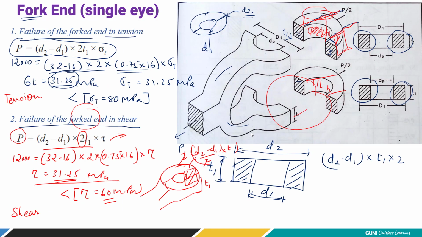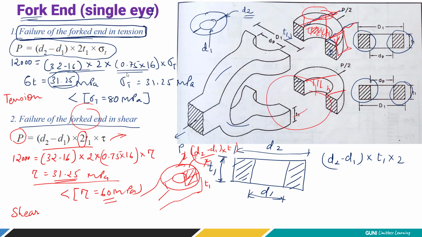Now let's talk about the fork end. This is the fork end, right? I have taken the figure from the books, right? ध्यान से देखें, carefully observe what are the dimensions required. It is similar, the design of fork end is similar to the single eye. We do have to consider the tensile failure, crushing failure, right? So the first failure is failure of fork end in tension.